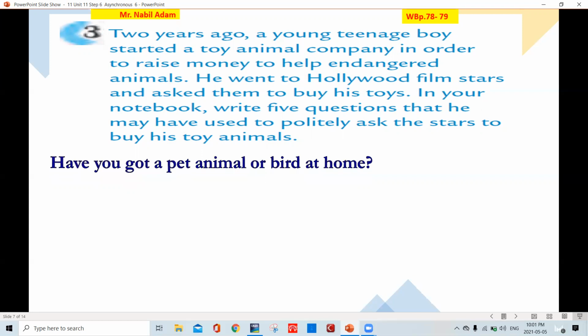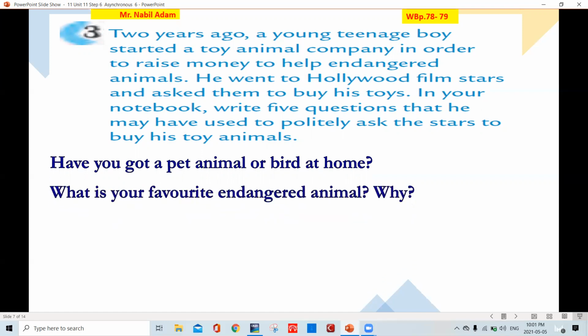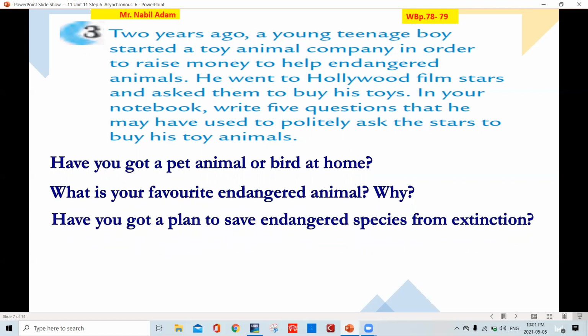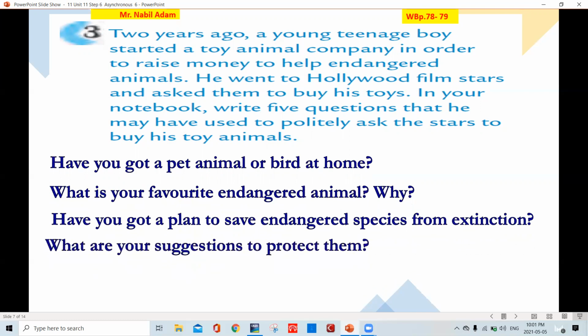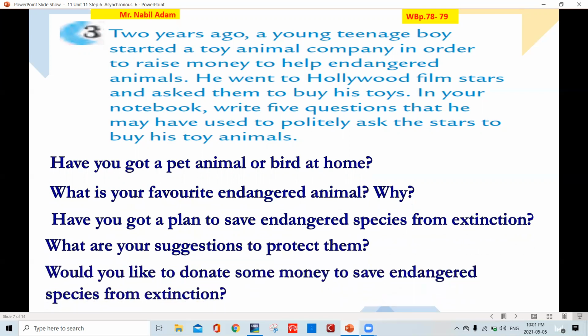The first one, have you got a pet animal? Have you got a pet bird at home? What is your favorite endangered animal and why? Have you got a plan to save endangered species from extinction? What are your suggestions to protect them? Would you like to donate some money to save endangered species from extinction? دي أمثلة من الأسئلة ممكن طالب يسألها لنجوم السينما بخصوص حماية الحيوانات المهددة. Okay.